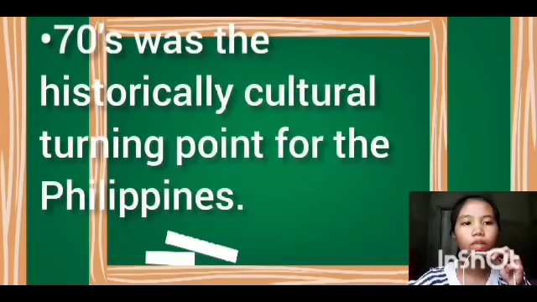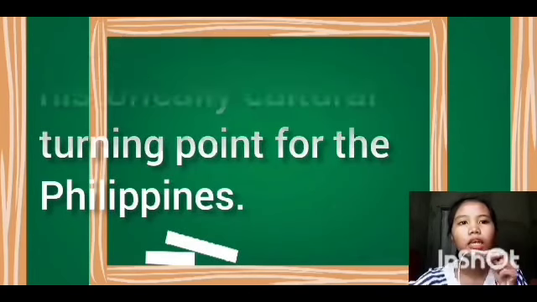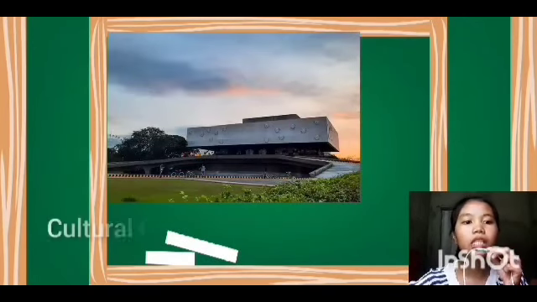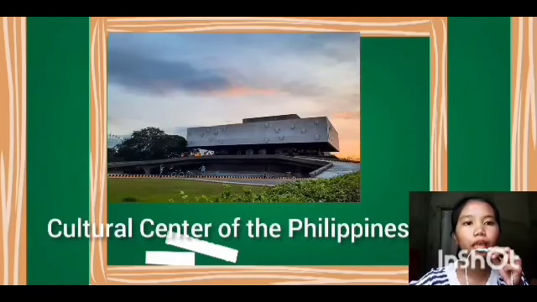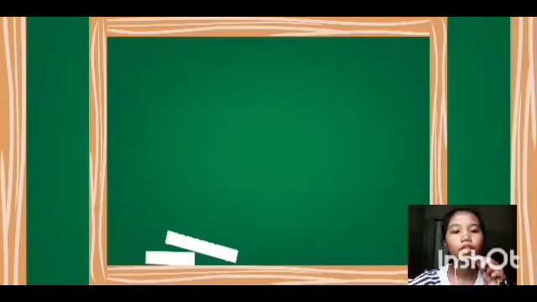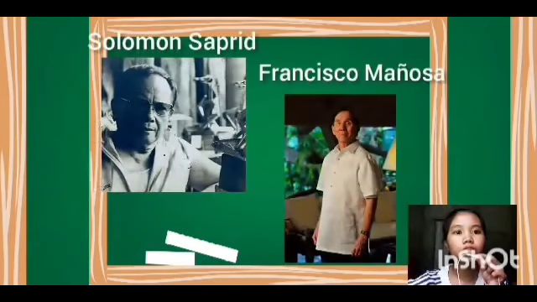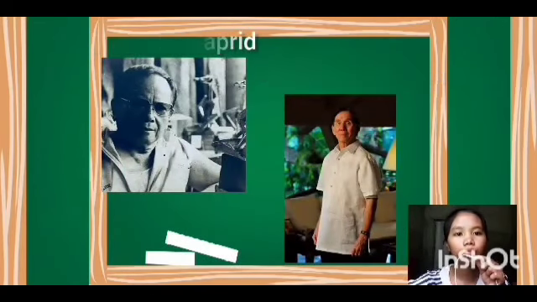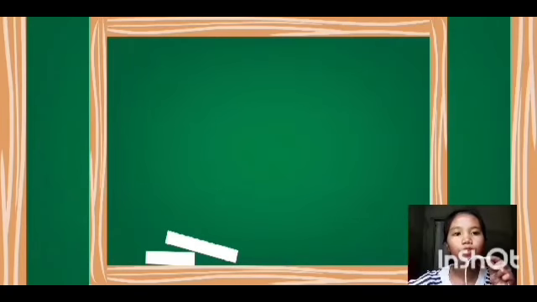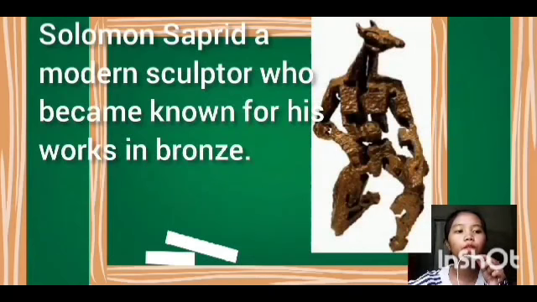The 70s was the historically cultural turning point for the Philippines because it was when art institutions were built by First Lady Imelda Marcos. It was also the time when conceptual art entered the Philippine art scene. Solomon Saprid in sculpture and Francisco Mañosa in architecture were also known at this time because of their individual works. Solomon Saprid, a modern Philippine sculptor who became known for his works in bronze.